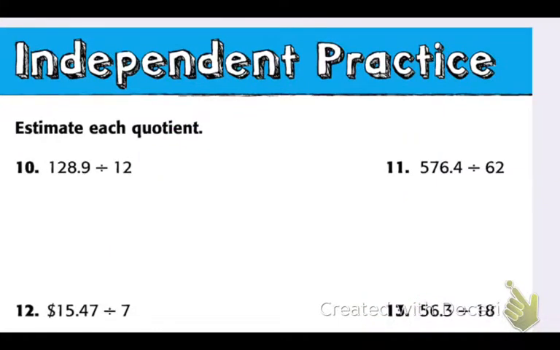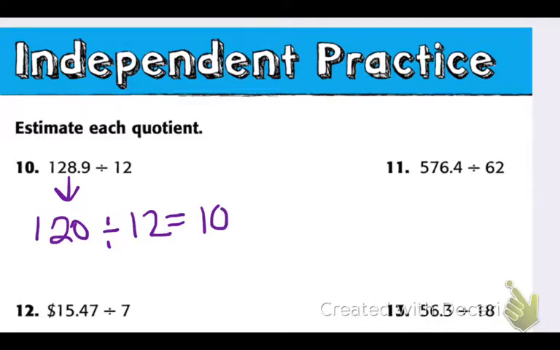All right, we're still in independent practice. It's getting a little bit trickier, but it's really the same concept. We're going to start with estimating. Well, I know I'm dividing by 12, so I'm going to go ahead and estimate to 120. I know that 12 times 10 is 120, so it's around 10.